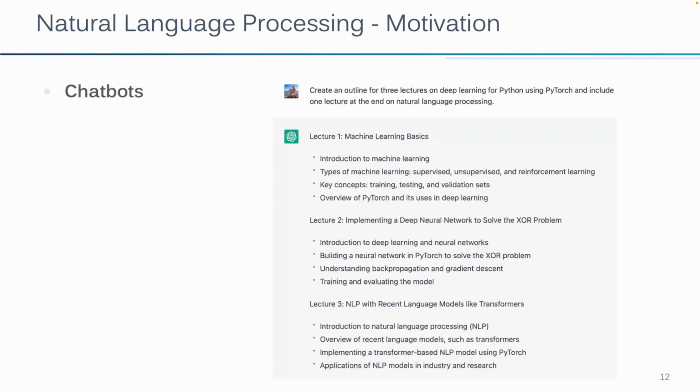Chatbots, very recently, are a hype. How can we communicate with systems on a text basis? ChatGPT is a great example for that. Here I asked it to create an outline for our lecture. It starts with machine learning basics. That was our first lecture. Then implement a deep neural network to solve the XOR problem, which is the second lecture. And then NLP with recent language models like transformers. So it's basically what we're doing, which is quite cool.